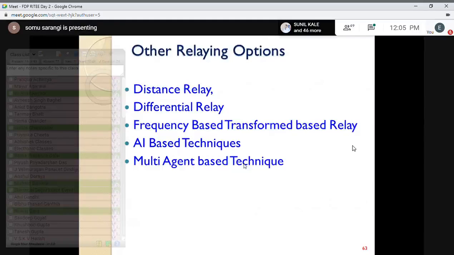Now, apart from this present technique, where we are modifying the overcurrent relay characteristic, there is an option that we can go for other types of relay. That is distance relay, differential relay, frequency-based transformation of relay, AI-based technique, and multi-agent based technique.